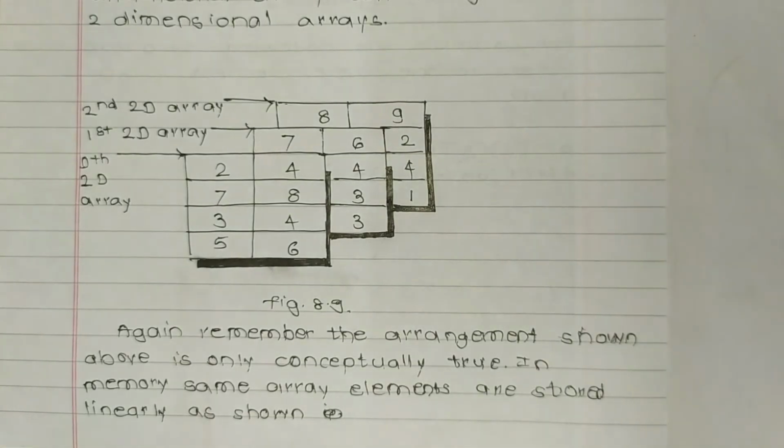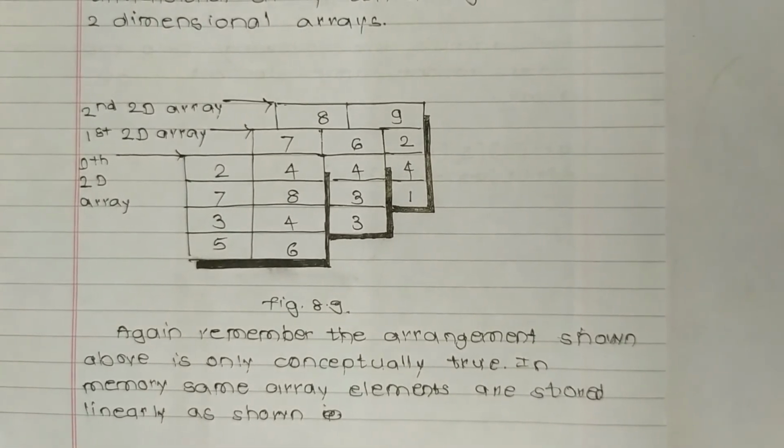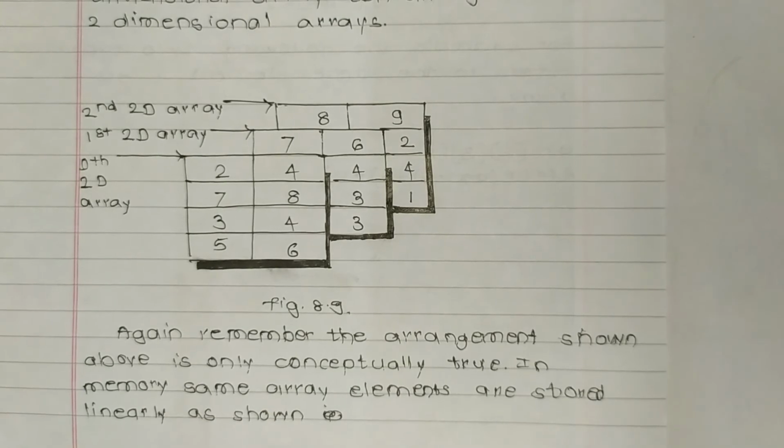Now the zeroth 2D array is 2 4 7 8 3 4 5 6. The first 2D array is 7 6 3 4 5 3 2 3. So there are the zeroth, first and second. These are three kinds of arrays.